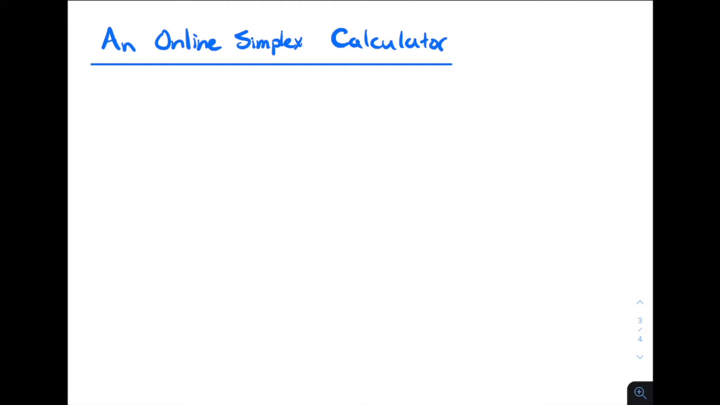For this course, you won't be required to learn how to perform the simplex method by hand. In this video, we'll go over one online simplex calculator that can be used to calculate linear programming problems.